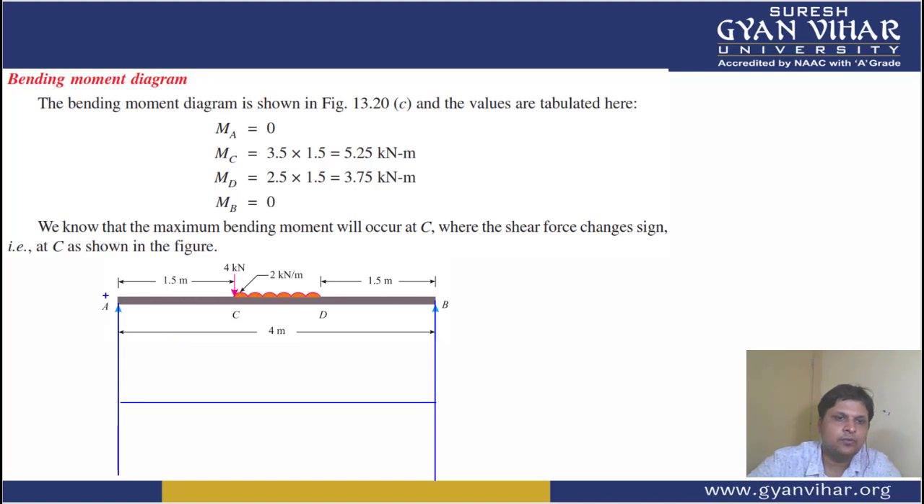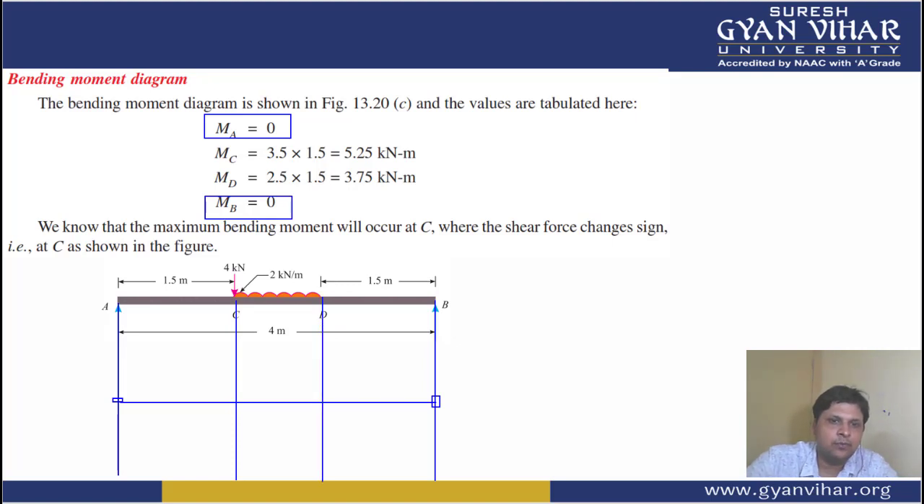We all know that wherever there is a support, like at A and at B, you will have bending moment equal to 0. So here at point A and at point B you are going to have bending moment equal to 0. Now we will calculate the bending moment at this point C, extreme point, and at this point D.